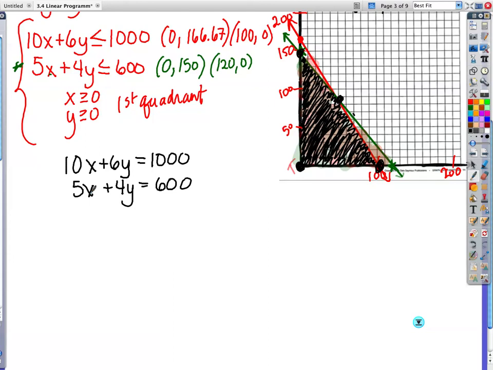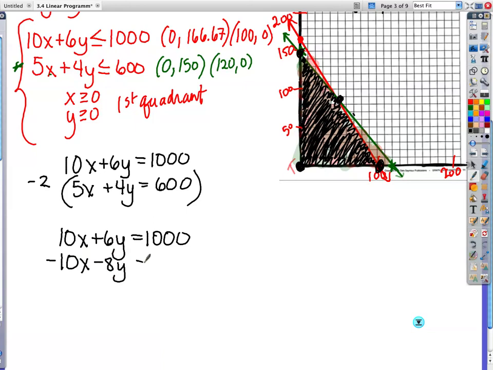Well, you can either use substitution or elimination. And I'm looking at this thinking this is elimination the whole way. So if that's the case, then I need to have a variable eliminate. So I take this entire equation times -2. So my new system is actually, let me rewrite the top, is equal to 1,000. And now I take -2 times 5x, I get -10x. -2 times 4y is -8y. -2 times 600 is -1,200.